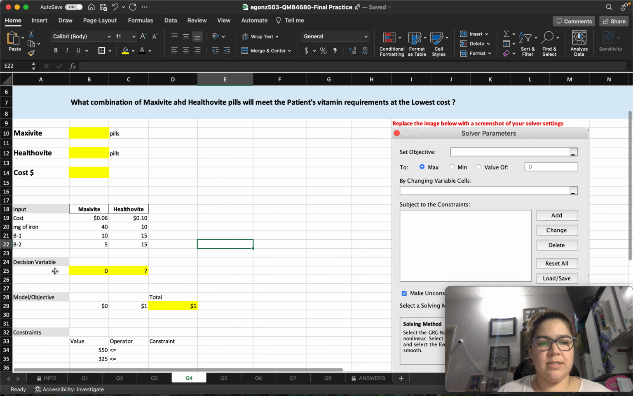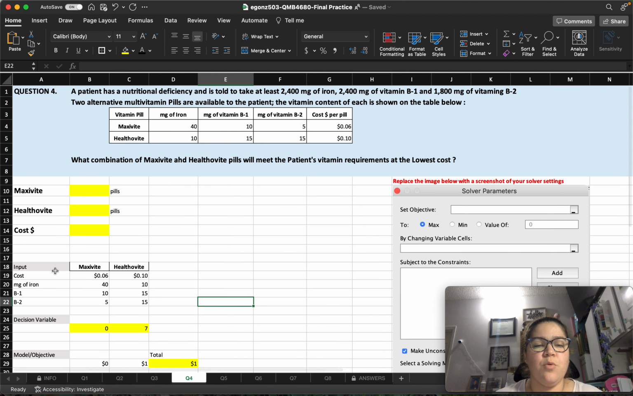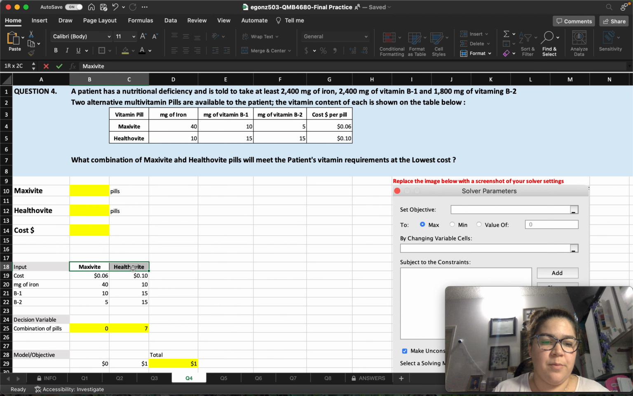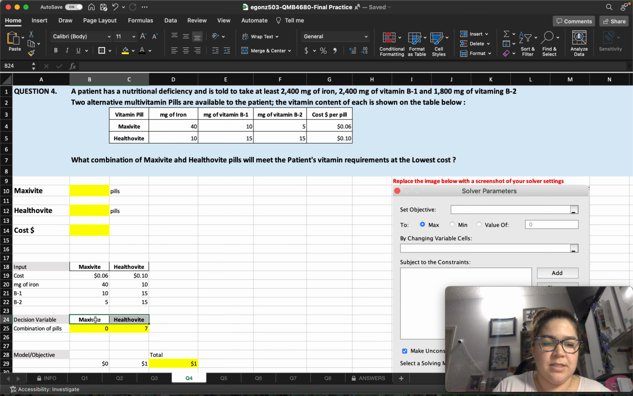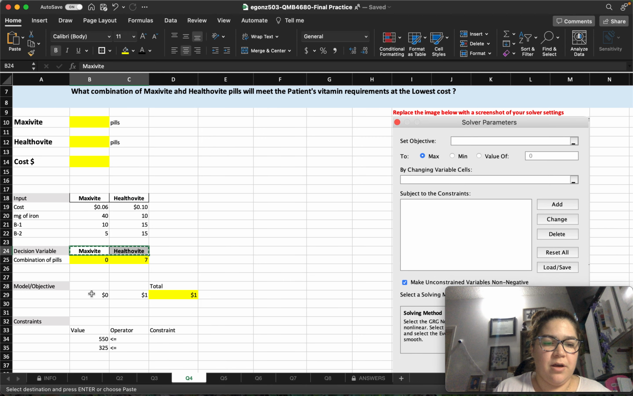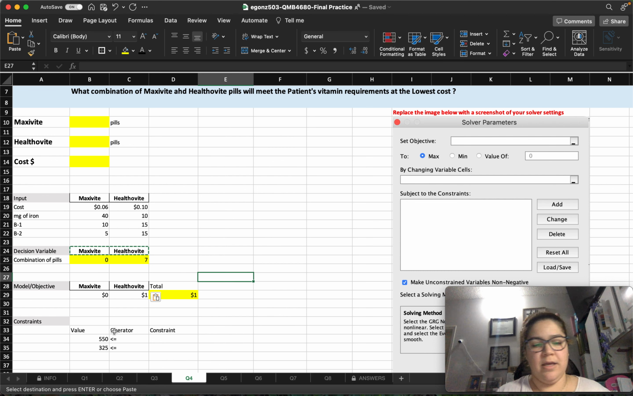So let's go down to the decision variable. In the decision variable, I will always go ahead and read the question in the problem and ask what combination of these two pills would meet the patient's vitamin requirement. So what we're trying to look for here is the combination of pills. I'm going to copy this so it's pretty consistent, and so I know every time what I am referring to. Same thing, I'm going to copy this and paste it here. Let me look at my notes.